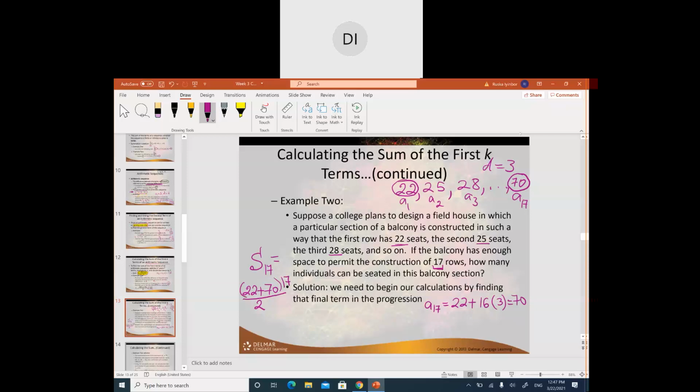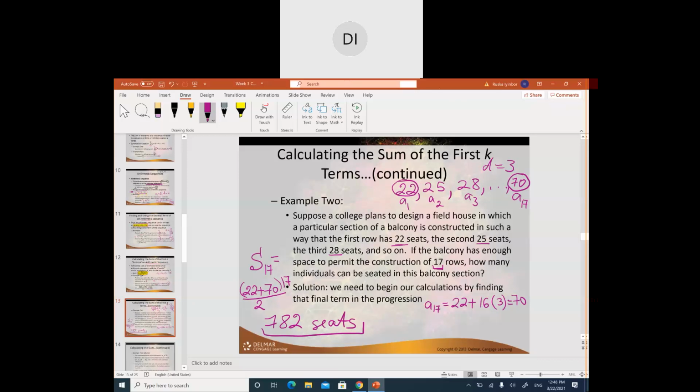So when I do this math, 70 plus 22 is 92. Then I'm going to divide it by 2. 46 times 17 is 782 seats. That is the total number of seats in that balcony. So everybody sees a real world application, right? Okay.